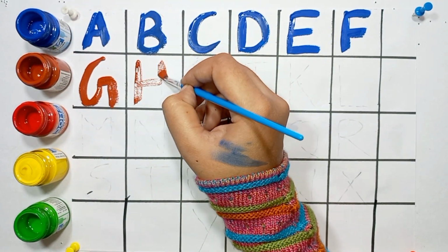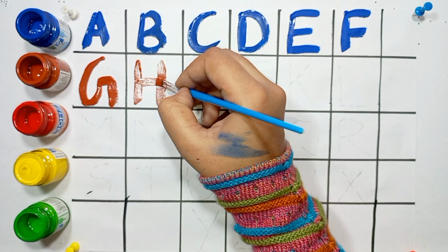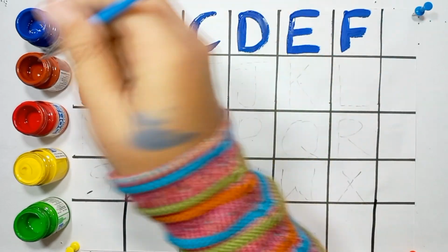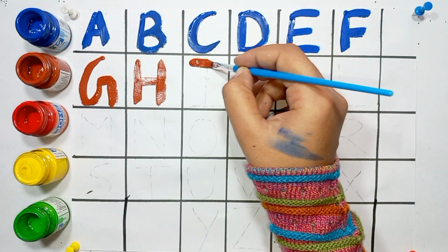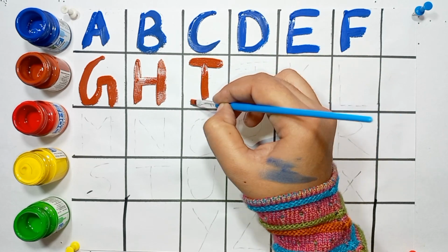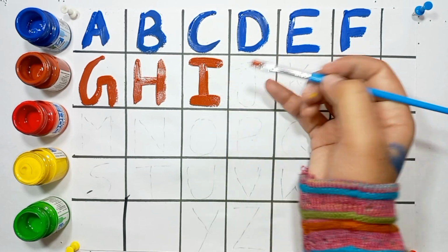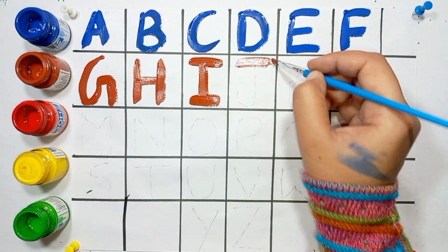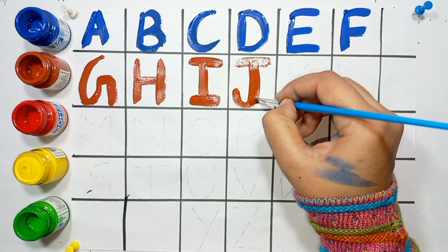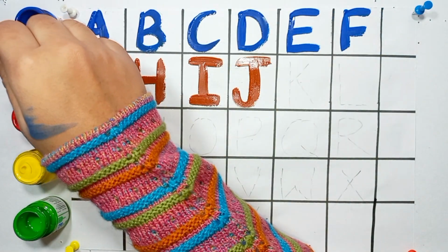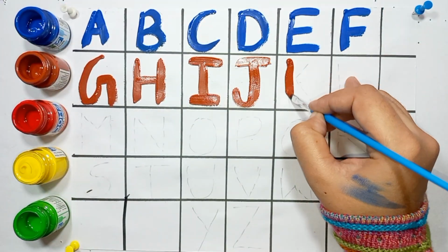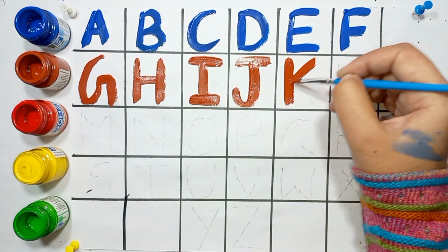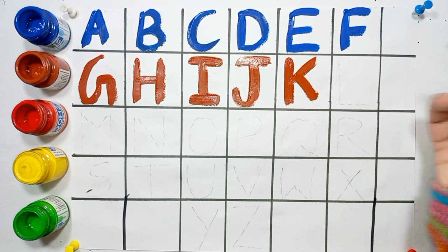H for home. I for ice cream. J for joker. K for kite.